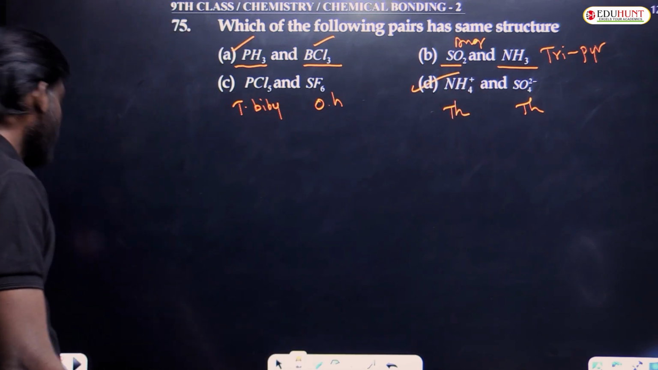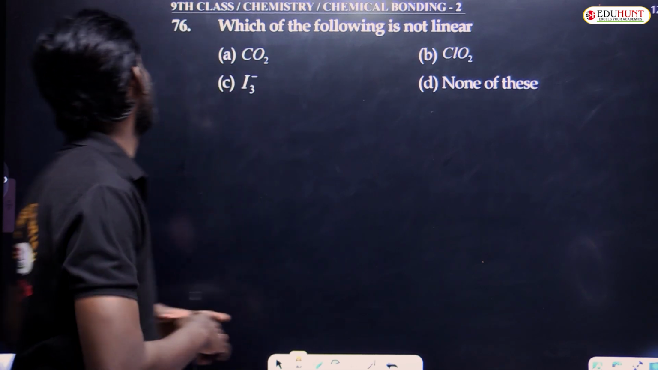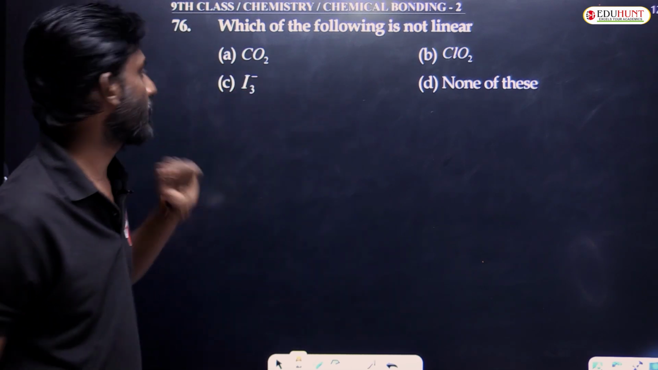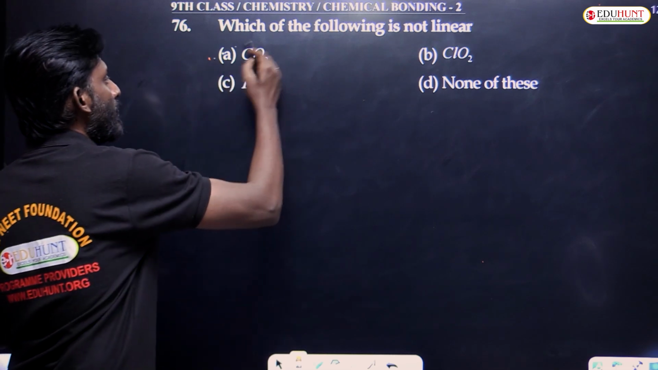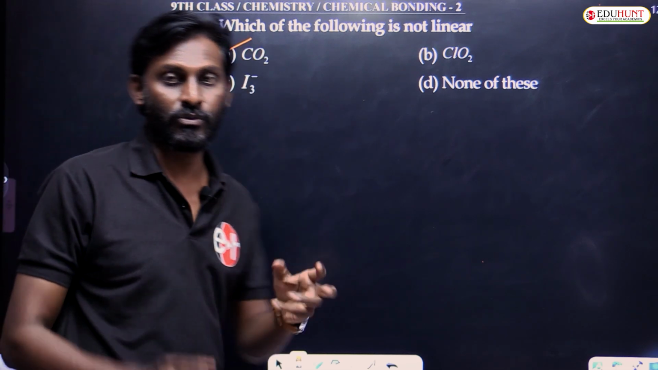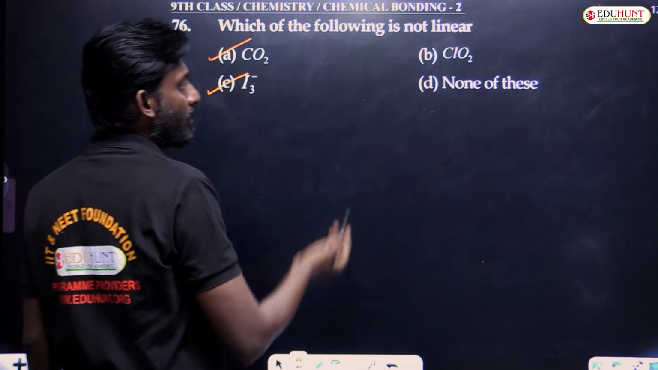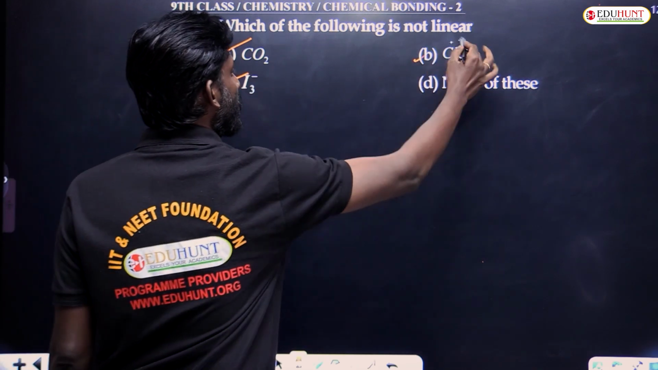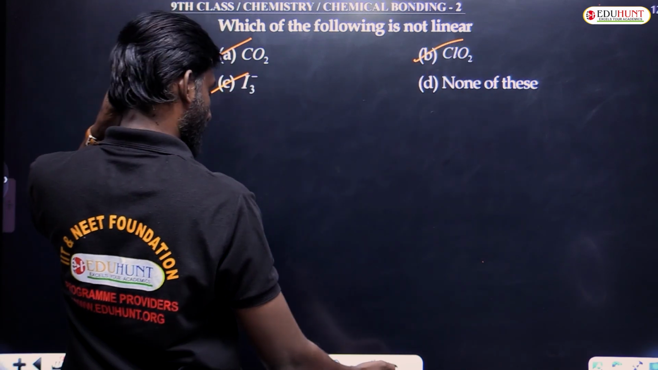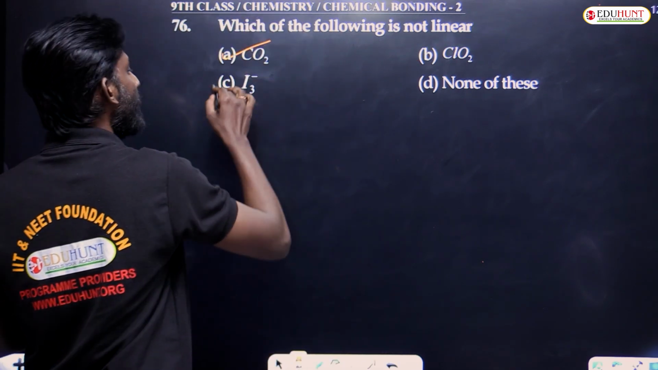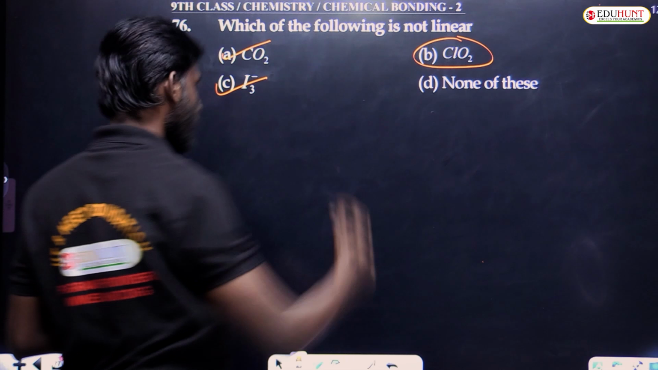Next question number 76. Which of the following is not linear? Of course, CO2 is linear. And if you remember how to draw the Lewis dot structure, then you will know that I3 minus is linear. CO2 is linear, I3 minus is linear. So ClO2 is not linear.